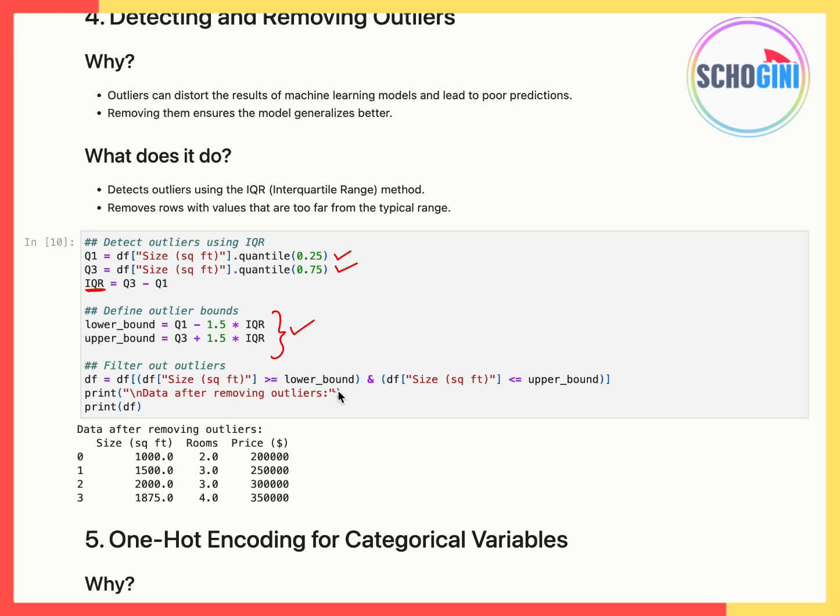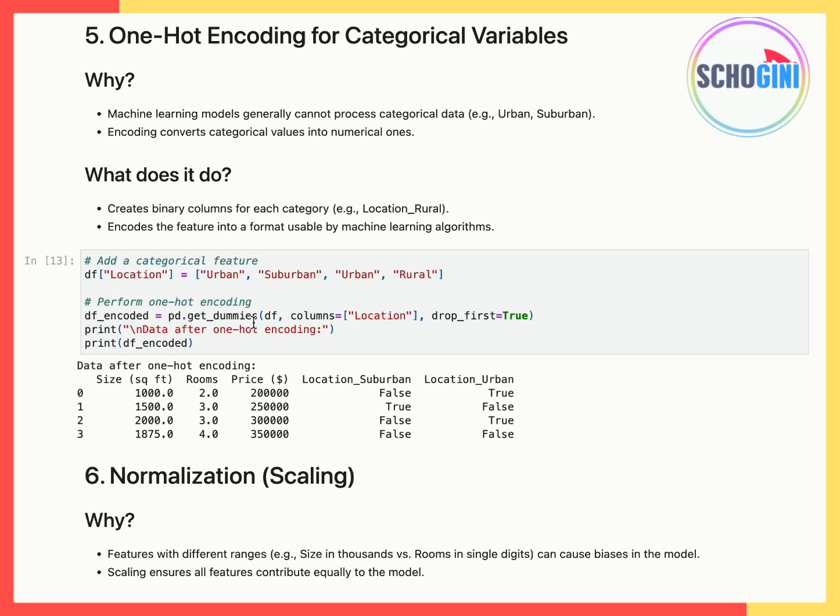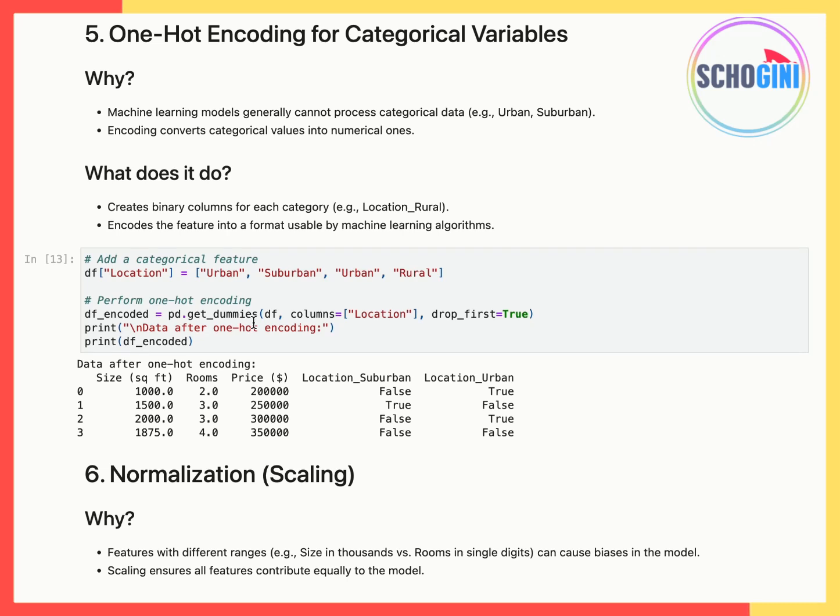Data transformation. This is where we make our data machine-friendly. Because machines don't speak the same language as us. Exactly. They want numbers. They love numbers. They struggle with what we call categorical data, like location: urban, suburban, rural. We need to turn that into numbers.